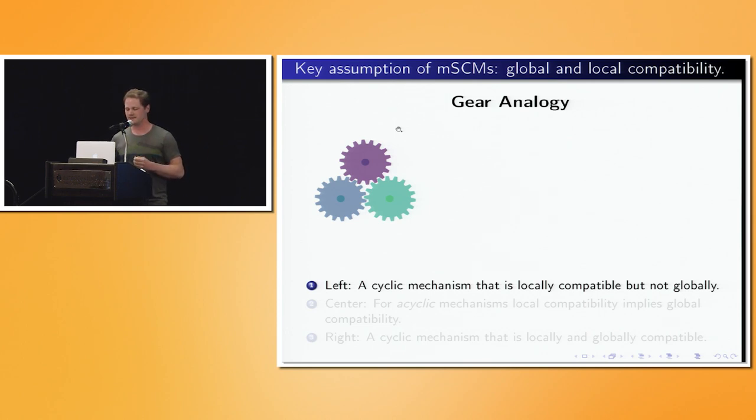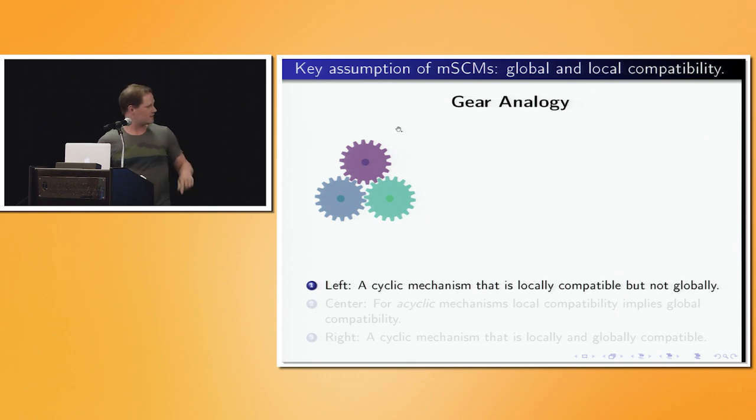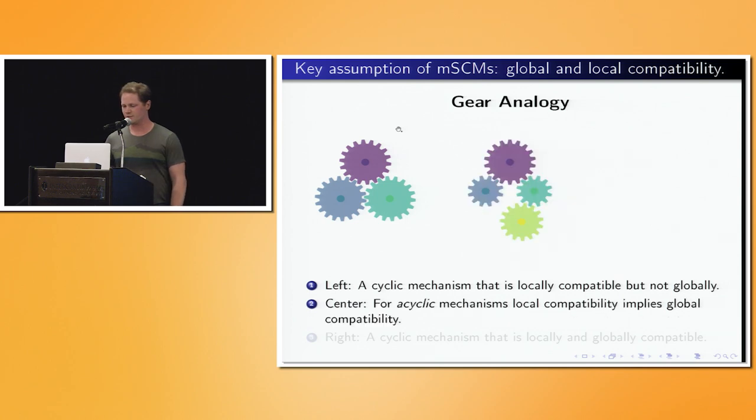So look at this gear analogy. You have three gears which are locally compatible. You see they all fit perfectly into each other, but as you see, globally it makes no sense: if you're trying to make one of them move, the others won't move. So it's not possible to make this work.